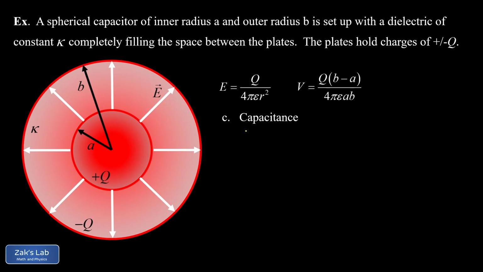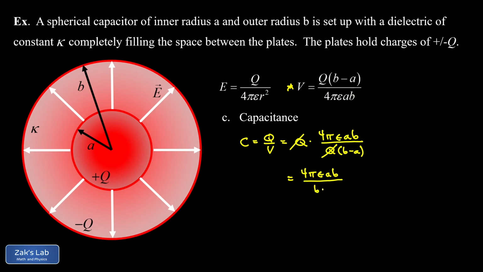So remember, this is the standard strategy for computing the capacitance of any plate arrangement. I put charges of plus or minus q on the plates, I find the potential difference between them, and then I use the definition of capacitance, C equals q over v. So we just found v. All I have to do is take q times the reciprocal of that, which is going to be 4 pi epsilon ab over q times the quantity b minus a, and the q's are going to cancel out. And it turns out our capacitance is 4 pi epsilon ab divided by b minus a.